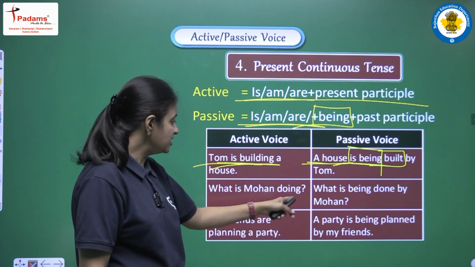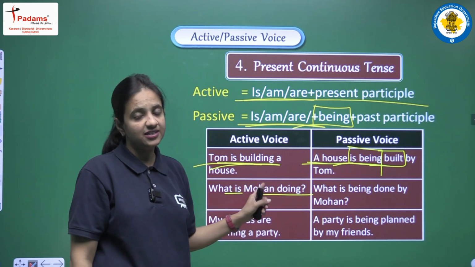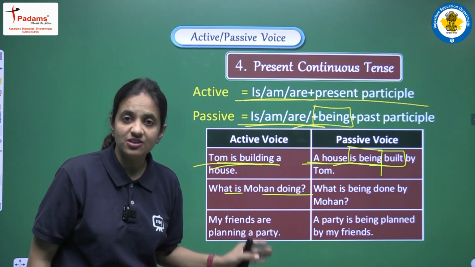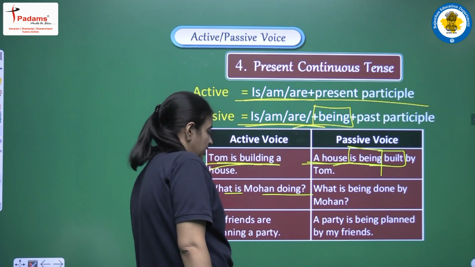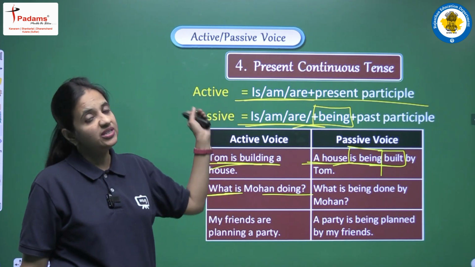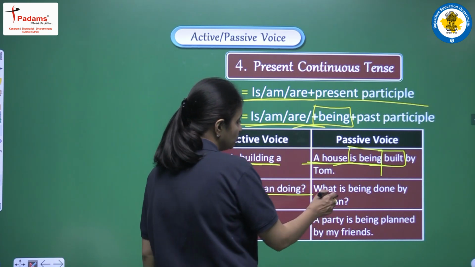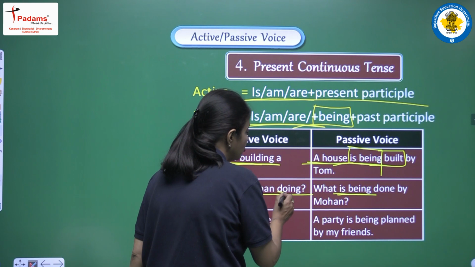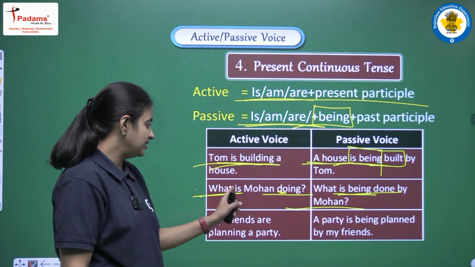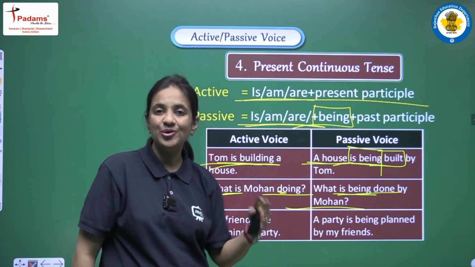Second example is what is Mohan doing? Is plus ing, it means is or main verb first form plus ing, it is present continuous tense. The sentence that we are having is in interrogative form. So yes, passive voice will be in interrogative form also. So let's see how we will write. This is an interrogative sentence that is having a WH word. So in the passive voice also we will use the same word. So first of all we will write what, then is we have to change to is being, third form of do is done, and Mohan will be at the end, by Mohan. So sentence is what is Mohan doing? Passive voice will be what is being done by Mohan.